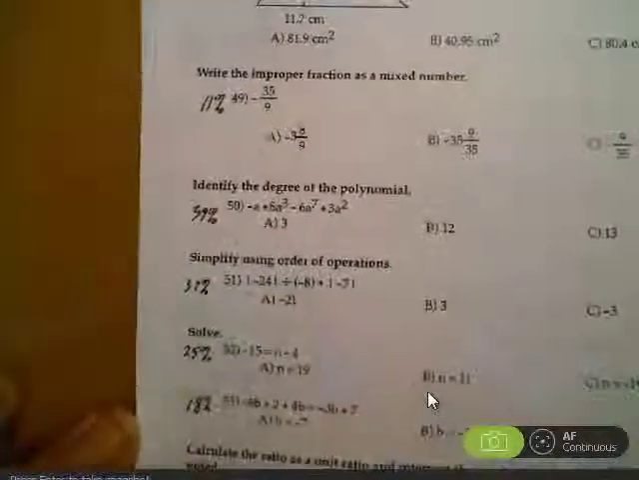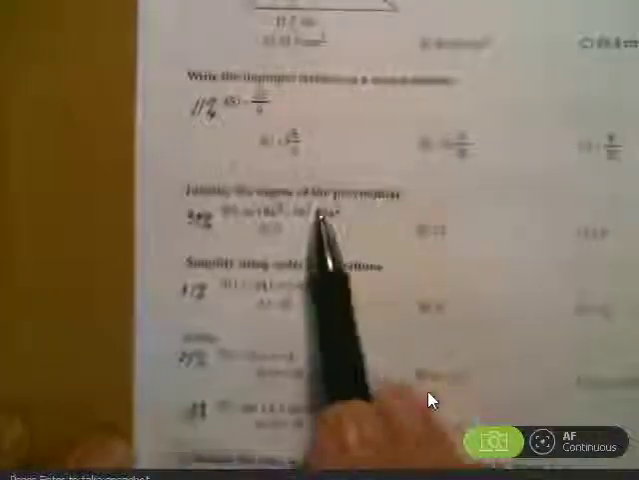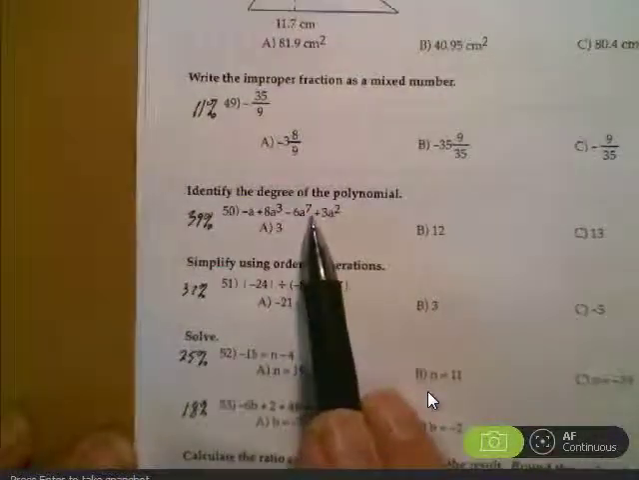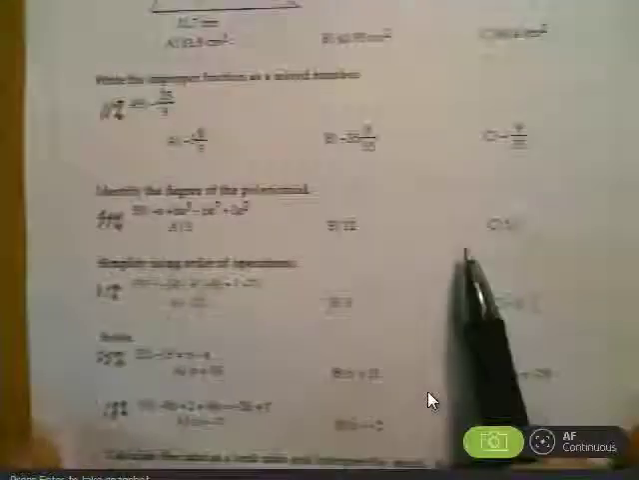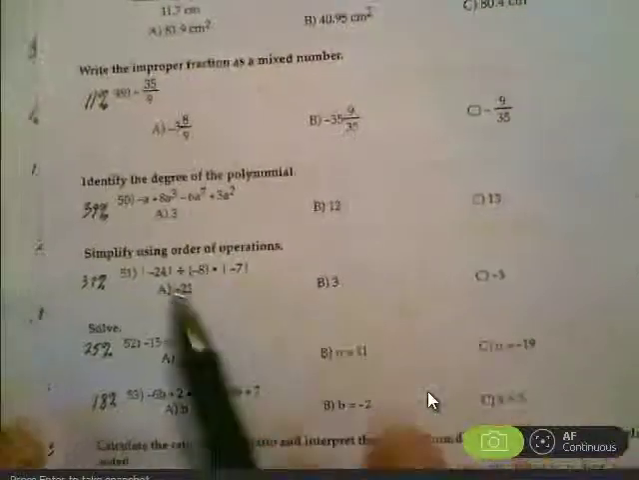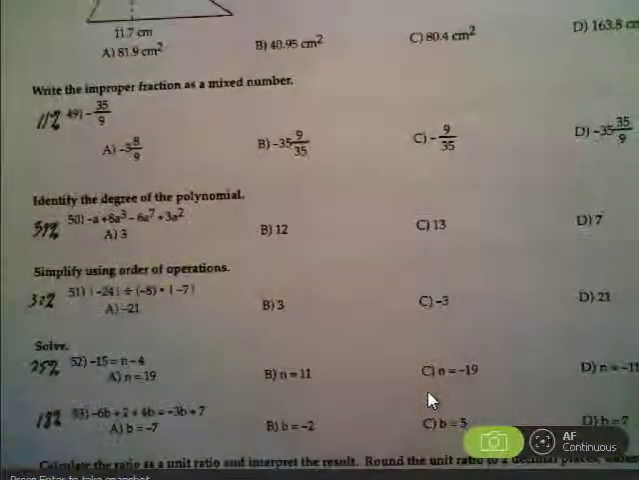This is one of my favorite ones to bother people about. Pre-algebra students, identify the degree. Yeah, the degree is 7. It's that easy. Degree is 7. Answer D. The degree of a polynomial. Don't forget that. Don't be one of the 37% of the people who miss the easiest problem on the test.